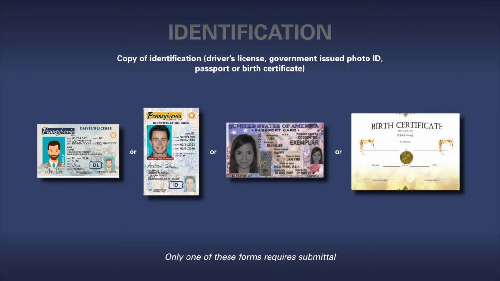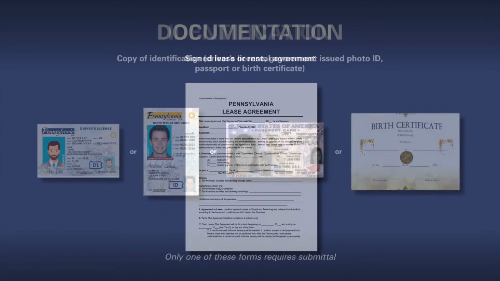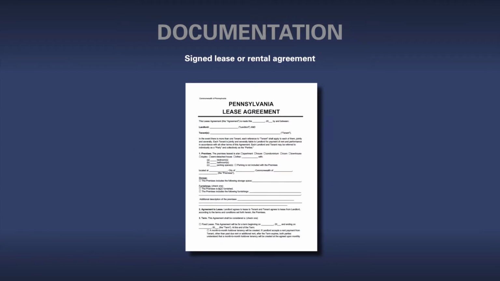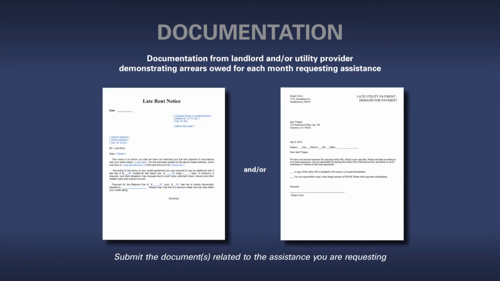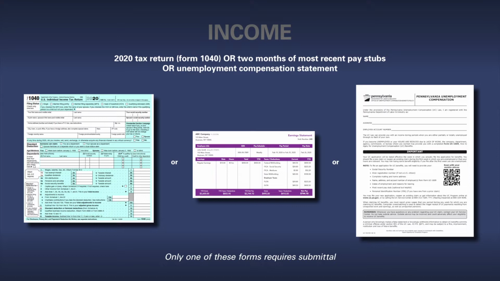Be prepared with documentation of your identification, such as your driver's license, a state-issued ID or passport, or birth certificate. You will also need your lease or rental agreement, past due rent notice, and if you have income, you will need to submit your tax return or 2 months of your most recent pay stubs or an unemployment compensation statement.